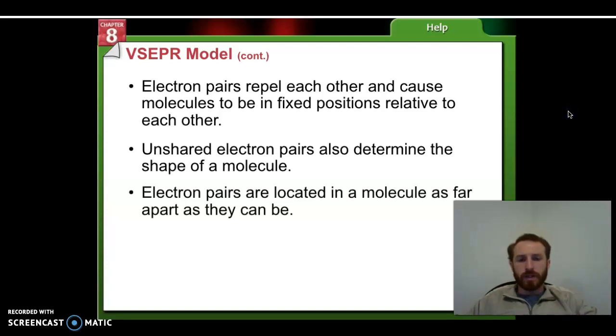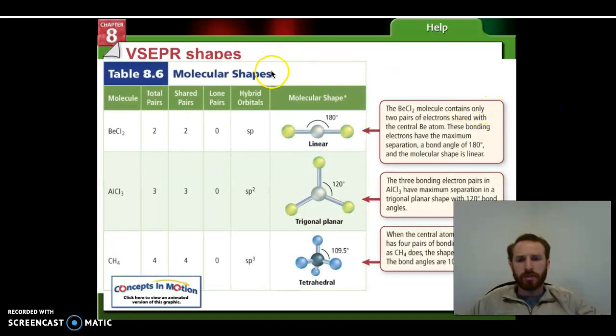So, like I said, they're going to be as far apart as they can be from each other. So here's some examples. In beryllium chloride, right, you actually have a linear molecular shape. So you have beryllium in the center, and then you have chlorine on both sides. So there's two total pairs in the bond, and two that are shared pairs. Okay, so they're both being shared. So there's no electrons here, there's no electrons here. So essentially this becomes a linear molecule, because these electrons want to be as far away as possible from each other, and guess what? That means that the maximum separation is 180 degrees.